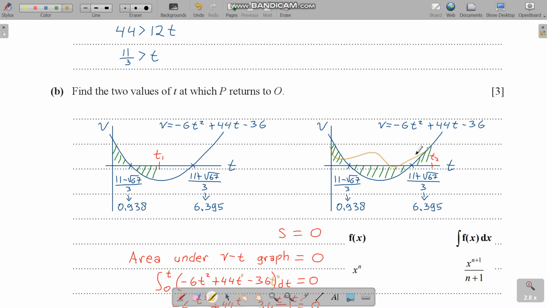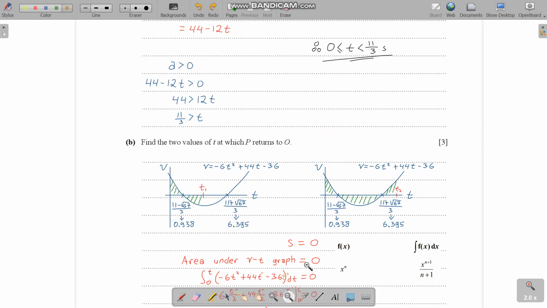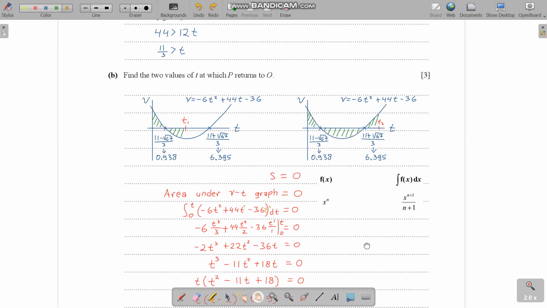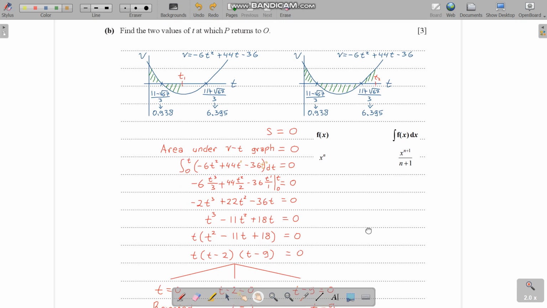And for this guy here, this means you are going to the right for this part here until this, and for this part you're going to the left really far, and then you're going to the right again. So again, you are back to the original position. Okay, so we have two values of t when the displacement is 0, 2 and 9.